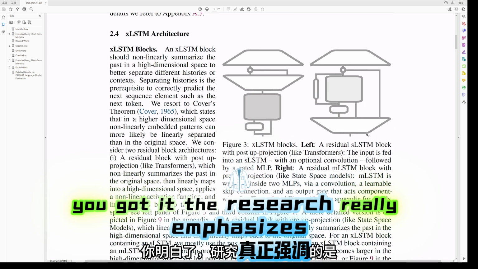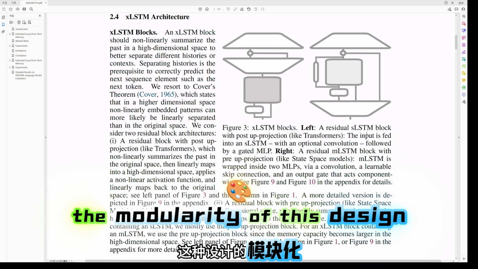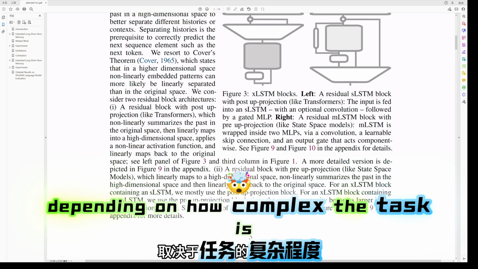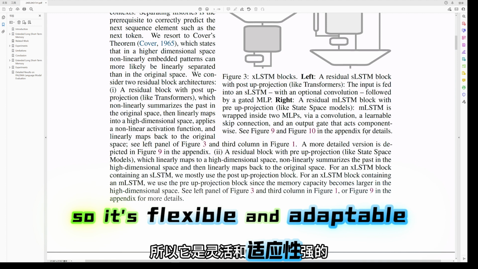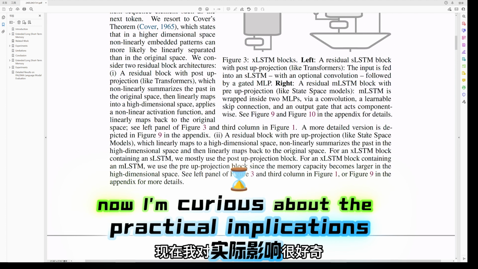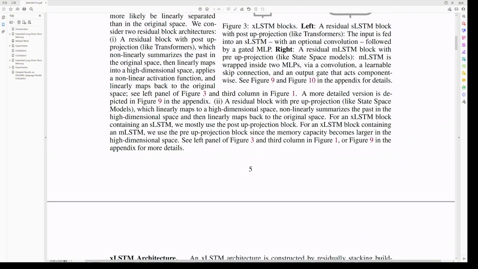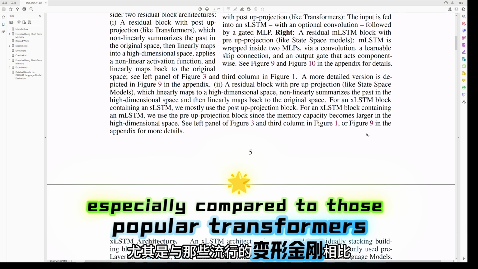You got it. The research really emphasizes the modularity of this design. You can stack as many xLSTM blocks as you need depending on how complex the task is. So it's flexible and adaptable. Now I'm curious about the practical implications. How does xLSTM stack up in terms of memory and speed, especially compared to those popular transformers?